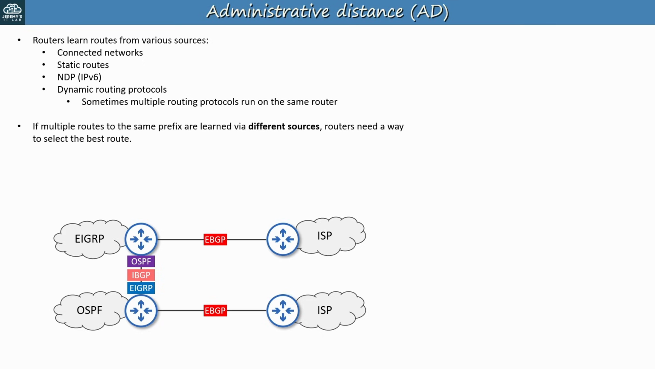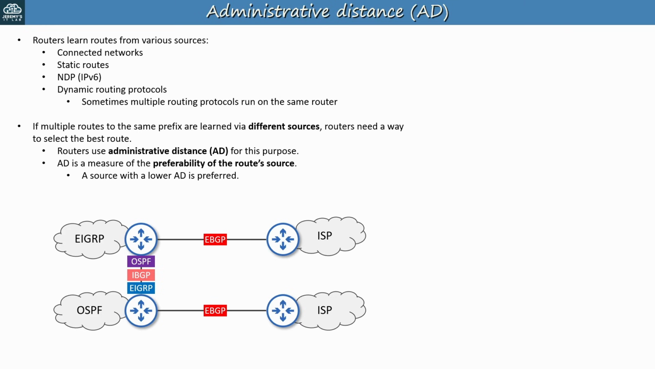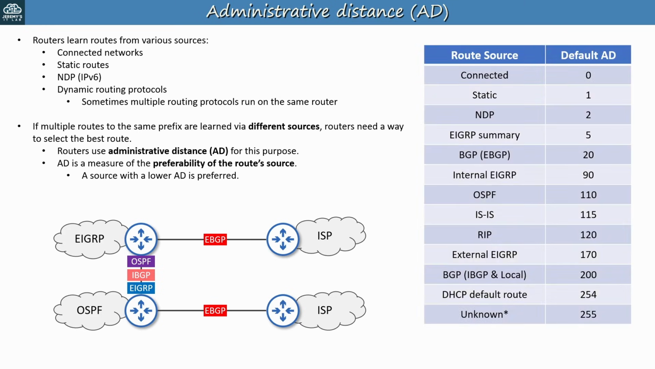If multiple routes to the same prefix are learned from different sources, routers need a way to select the best route. And they use administrative distance, AD, for this purpose. AD is a measure of the preferability of the route source, and a source with a lower AD is preferred. Here's a chart with the default AD values for various route sources in Cisco IOS. Notice the AD of 255 for unknown routes. A route with AD 255 is treated as unusable and will not be installed in the routing table. Basically, it means the router doesn't trust the source.